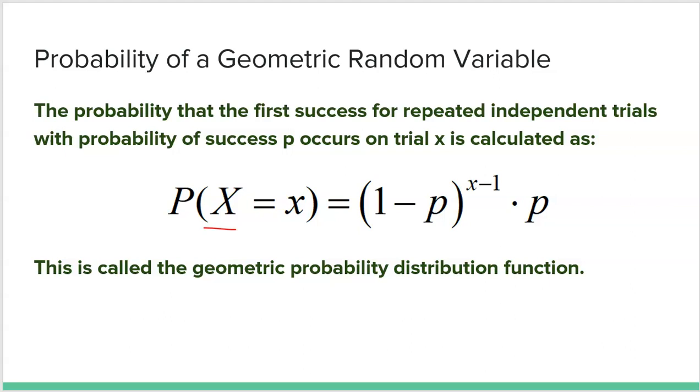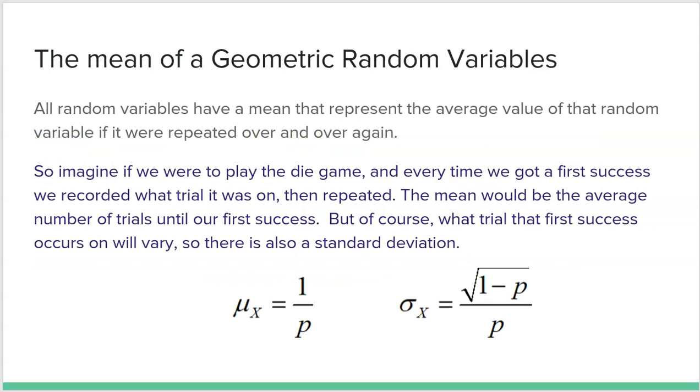So this is a probability distribution function, geometric, because X represents when you get that first success. Now, all random variables have a mean that represents the average value of that random variable if it were repeated over and over again. We have talked several times in this unit about the mean of a random variable. If it's a discrete random variable, you could easily find the mean by multiplying each outcome by its probability. If it's a continuous random variable, then sometimes you have to be given what that mean is.